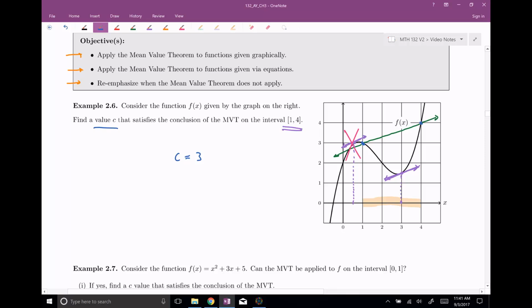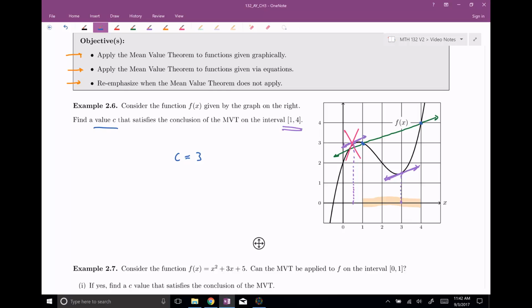Now, without more information, without the equation or anything like this, this is really just an approximation. We have to do the best that we can. It's around 3, but maybe it's 3.1 or something like this. But again, we can still test whether you understand the statement of the mean value theorem with a graph.